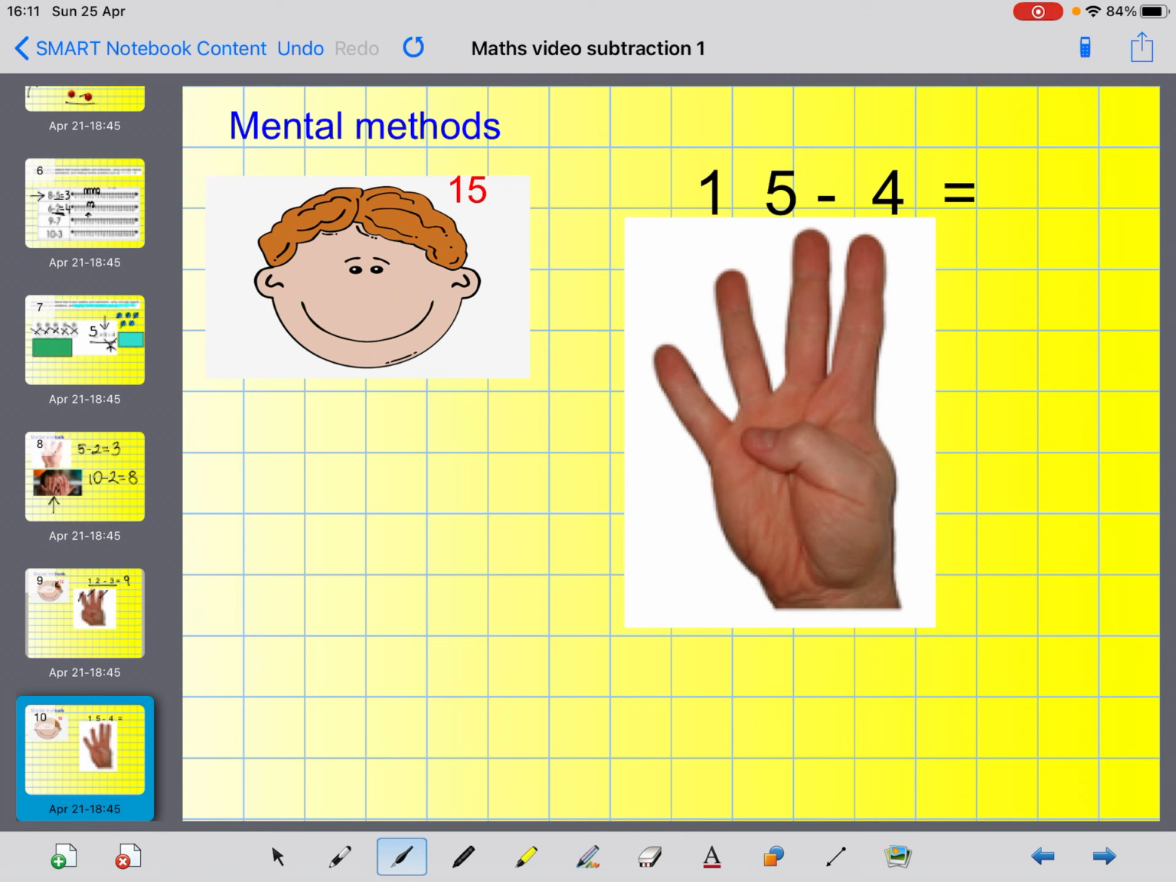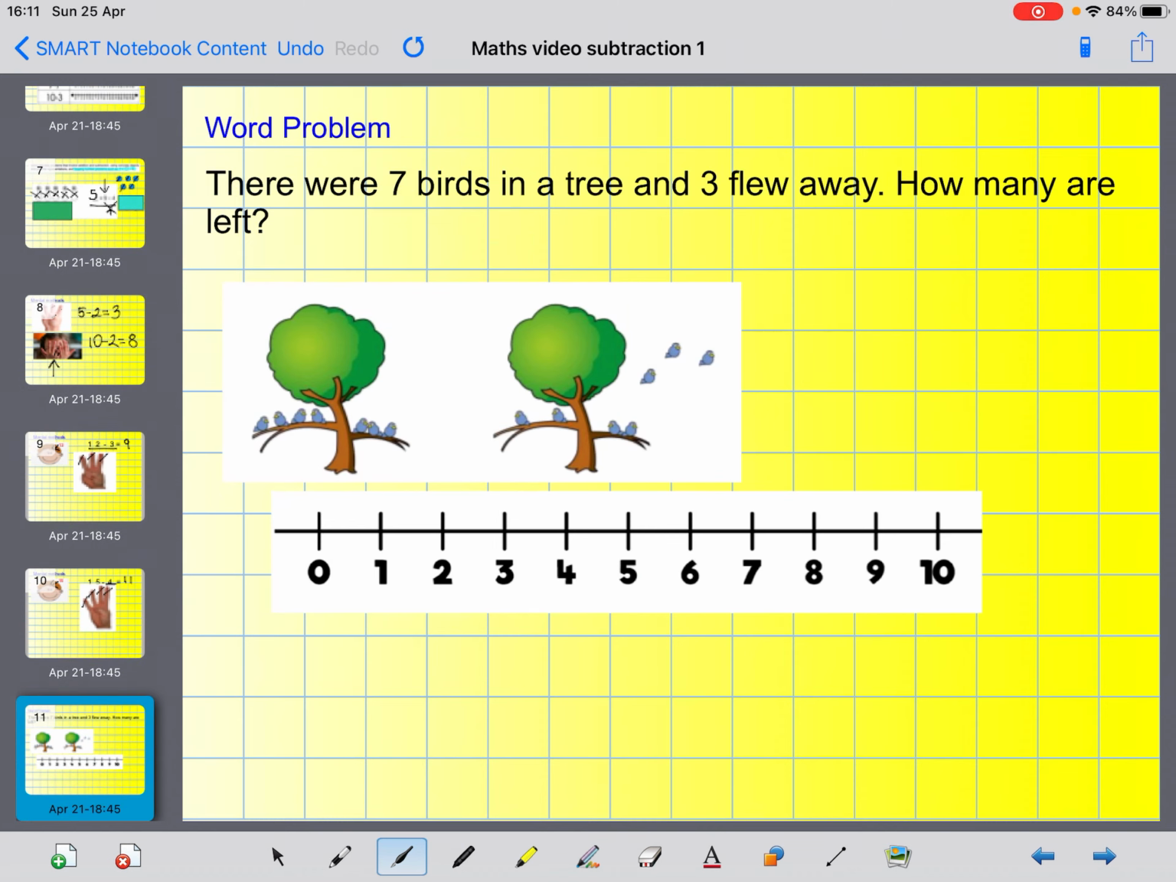I've got 15 this time. I'm going to put 15 in my head, and I'm going to subtract 4 fingers. So 15 in my head, subtract 4, so I have to count backwards, exactly the same as I have been using the number line. So 15 in my head, subtract 4: 14, 13, 12, 11. So my answer is 11. 15 subtract 4, the answer is 11.